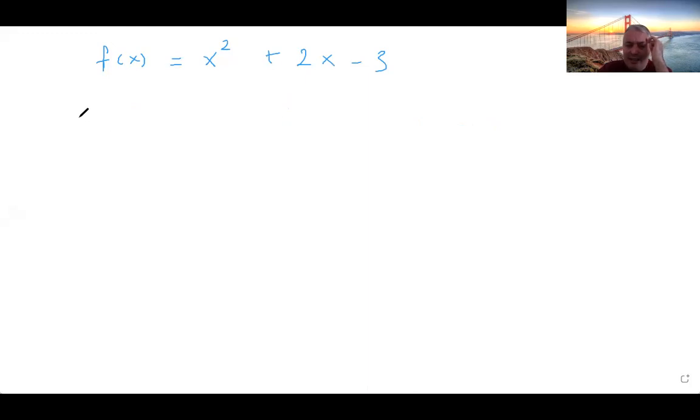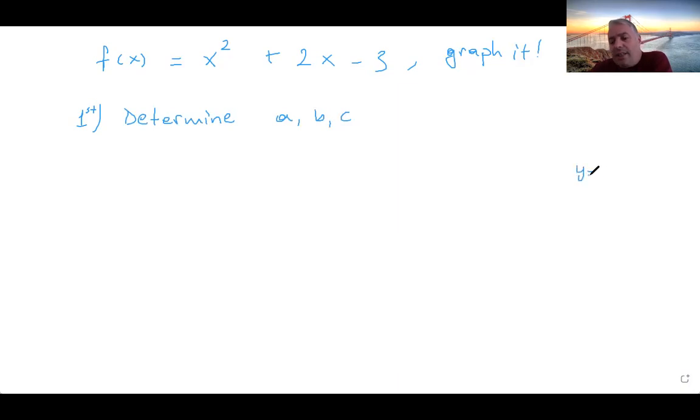The first thing. Question is graph. The first thing is determine or find a, b, c. What does it mean? So my function is y is equal to a times x squared plus b times x plus c. This is our case. This is the quadratic function.